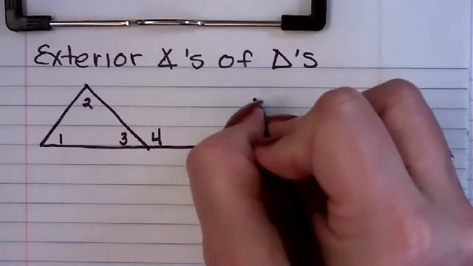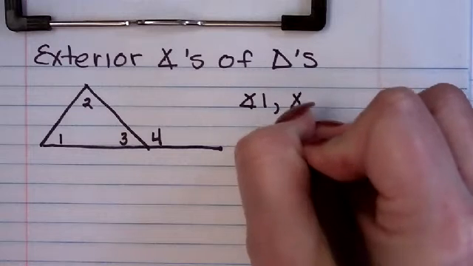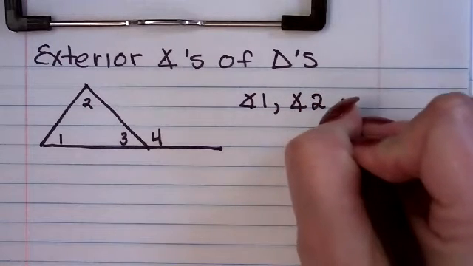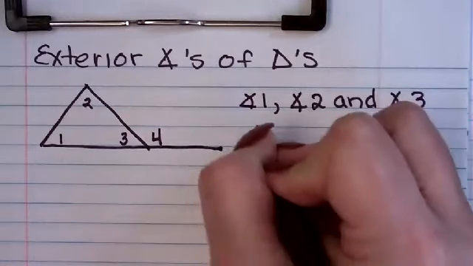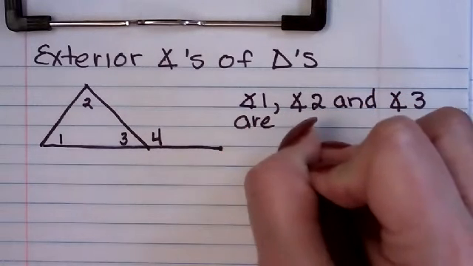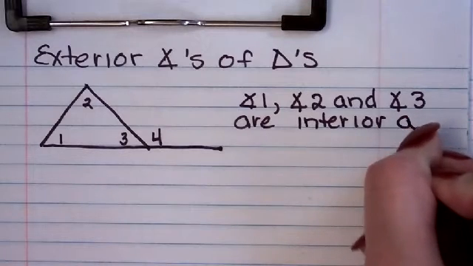So I'm just going to write this right here. Angle 1, angle 2, and angle 3 are interior angles.